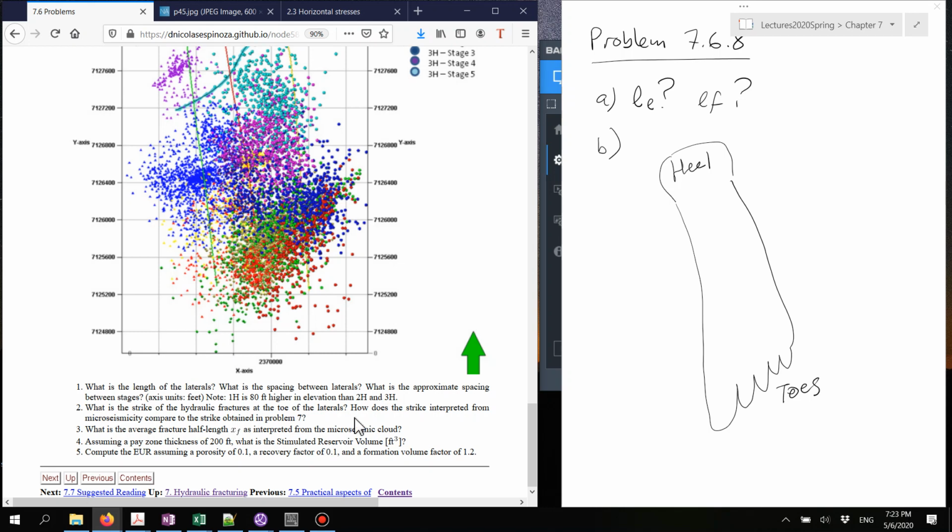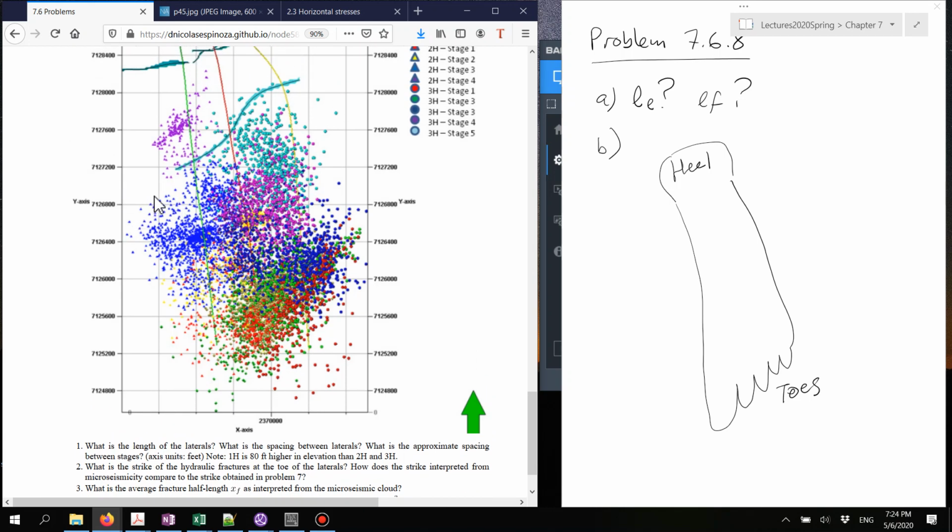And assuming that this microseismic cloud reveals what the stimulated reservoir volume is, I'd like that you compute what is also the estimated ultimate recovery. You know what is the area. Just from looking at this plot, you can calculate the area more or less of this microseismic cloud. Here I'm just doing that more or less approximately as in a square following the mouse.